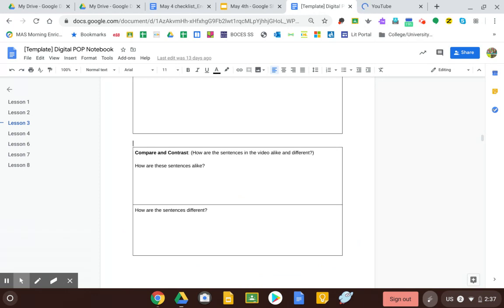These do not need to be complete sentences. They are your notes, so they can be in bullet form, as long as you are both comparing and contrasting. And that's all you need to do for the first day of POP each week, those three boxes. It should complete the entire first page of whichever lesson you are working on.